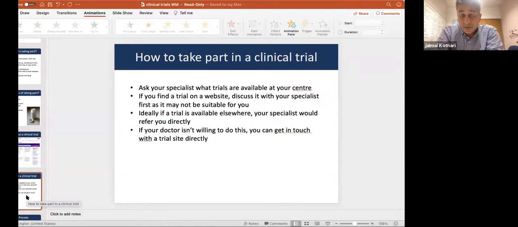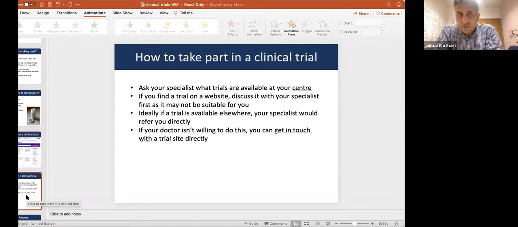So how to take part? Speak to whoever looks after you day to day. If you find a trial on a website, absolutely go in and speak to your clinician or your team and find out whether it's something that would be right for you. And if it's not available locally, you can ask to be referred. That happens all the time, and people are always more than happy to do that as a general rule. If they're not willing to do this, you can always get in touch with a site directly. You can always get in touch with WMUK.